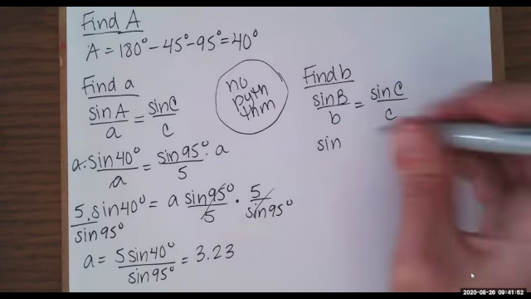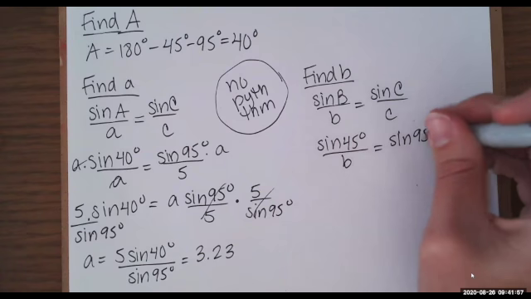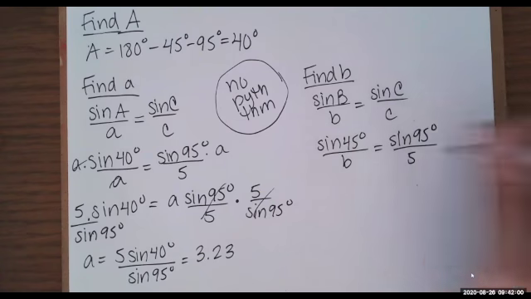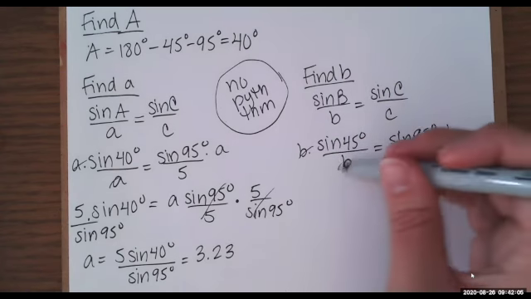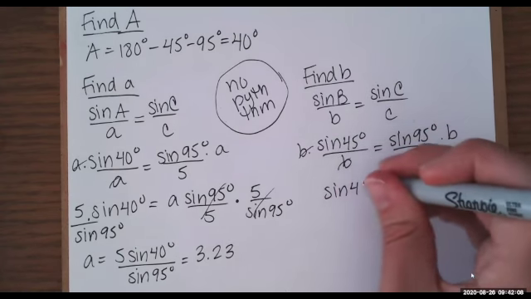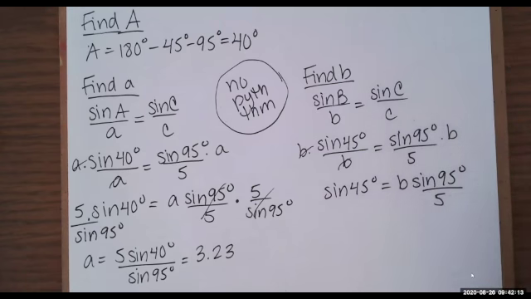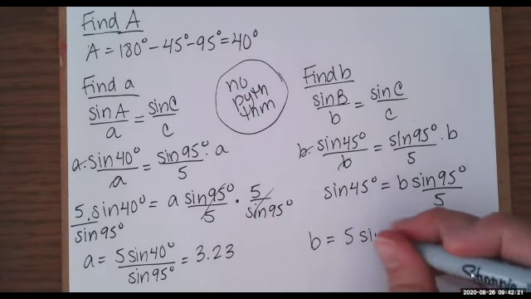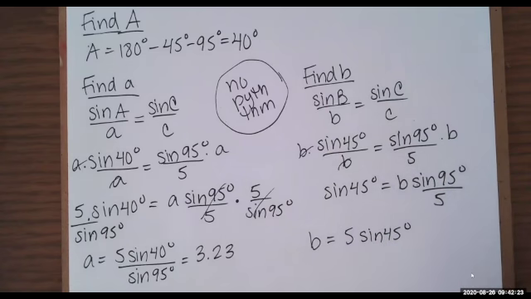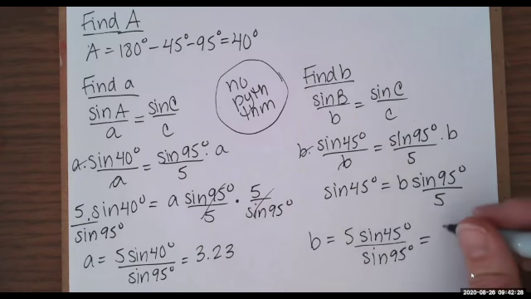Next step, fill in our values. So sine of 45 over side B is equal to sine of 95 over side C, which is 5. We're solving for B, so my next step is to multiply both sides by B. I get sine of 45 is equal to B sine of 95 over 5. Next step to solve for B, I'm going to multiply by the reciprocal here. That gives me B is equal to 5 sine of 45 over sine of 95. Putting this in your calculator, we get 3.55.